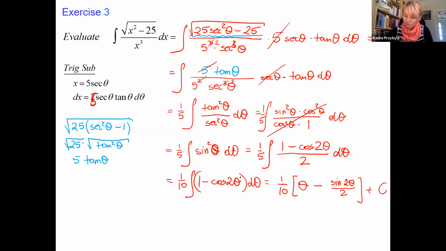Okay, and one more thing. We will rewrite theta. Yes, we will need the triangle, definitely, because the triangle will give me information about theta, and I have sine 2 theta. That means we also need a double angle formula. Do you remember, sine 2 theta is 2 sine theta cosine theta? Yes, thank you. That's good. And then over 2.